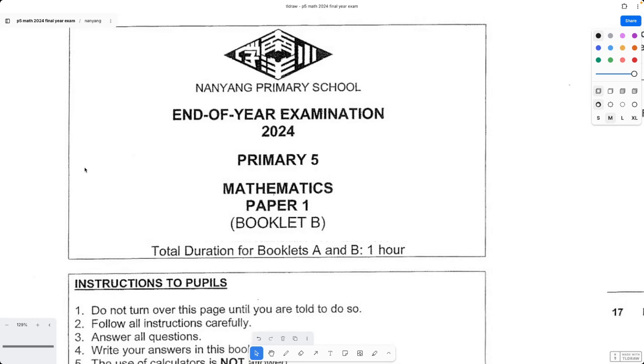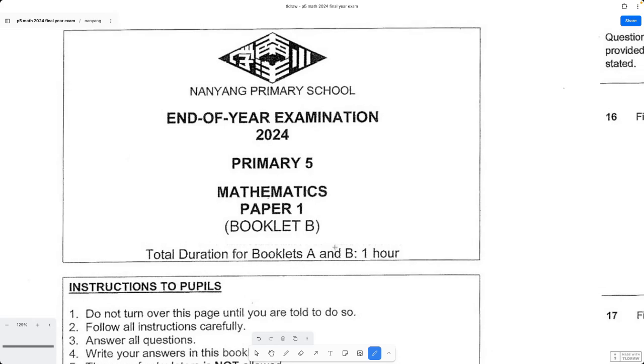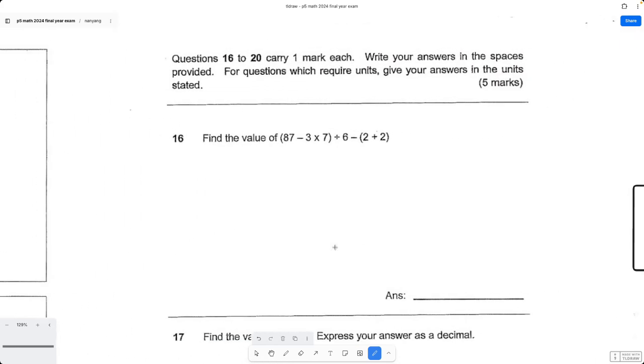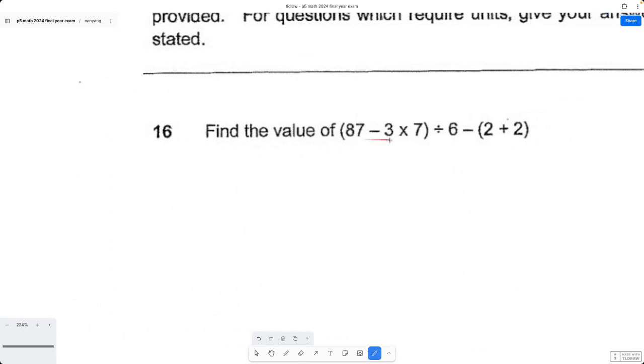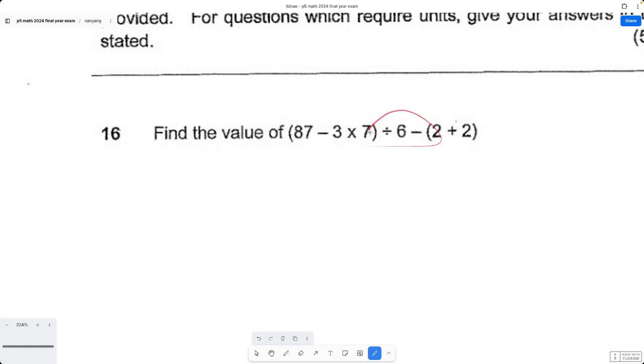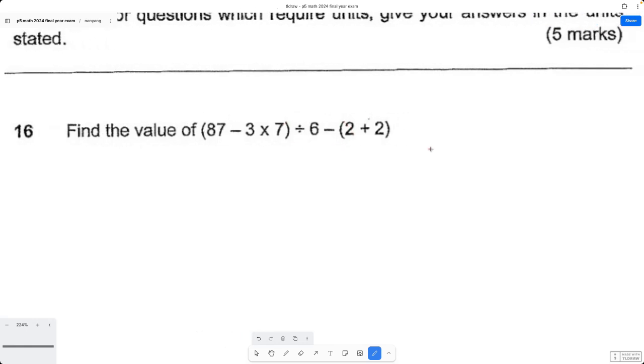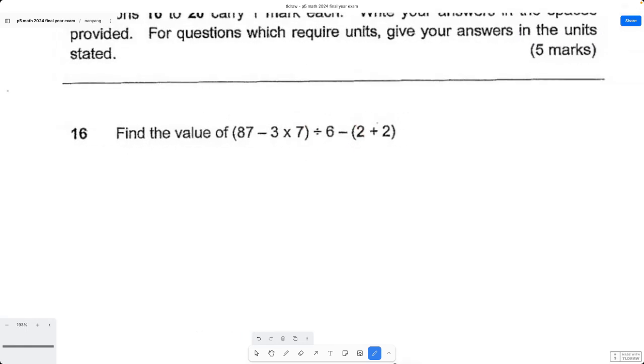In this video, we're going to go through the Nanyang Primary School End of Year Examination 2024, Primary 5 Mathematics Paper 1 Booklet B. So let's get started on the first question. Question number 16. It says here, find the value of 87 minus 3 times 7 divided by 6 minus 2 plus 2. Okay, so what we're going to do is, this is the order of operations.